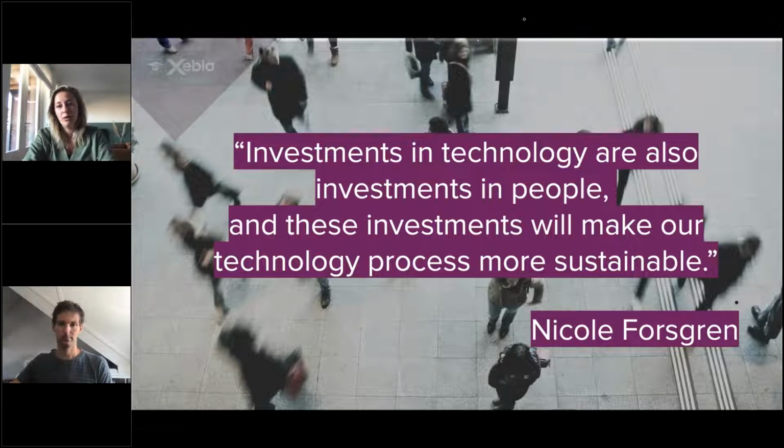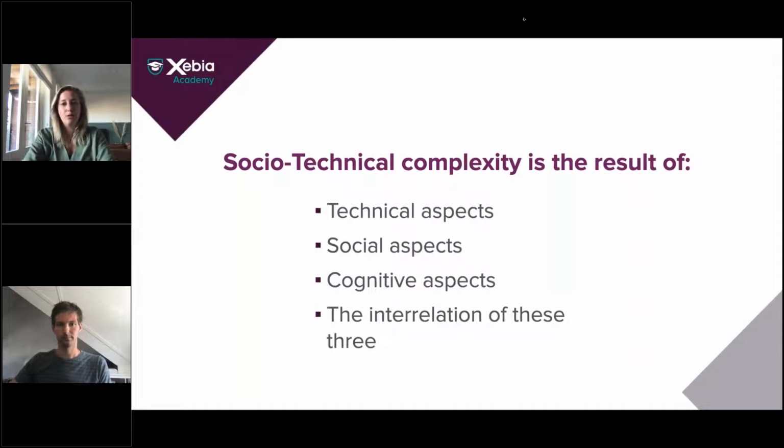That means that we have to deal with people and technology, and that means that we have to deal with socio-technical complexity. Actually, it's about three aspects. Like I said, we have to deal with people and technology, but there is a third aspect, and that is the cognitive aspect. So it's up to us to balance out these three aspects and their interrelationships, because these three aspects heavily influence each other.